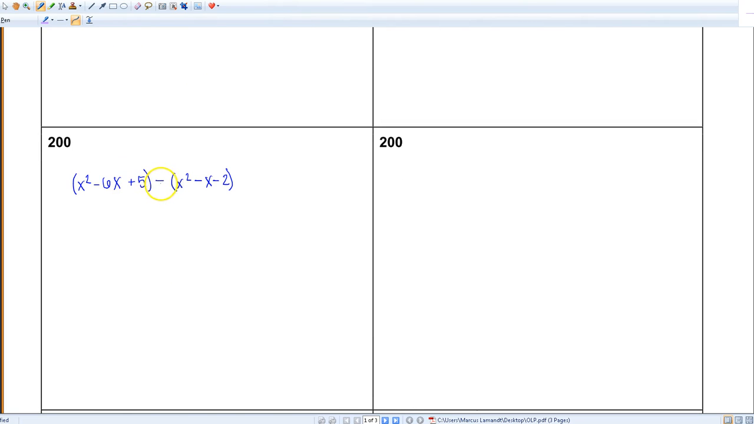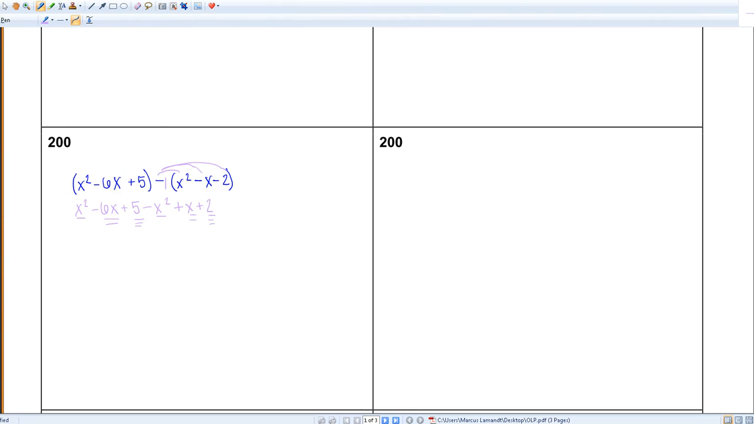So the first thing you're going to want to do is distribute this negative into the second parentheses. After I distribute, I don't need the parentheses anymore, and I'm left with x squared minus 6x plus 5 minus 2x plus x plus 2. So now I'm going to combine like terms. These are like terms, these are like terms, and these are like terms.